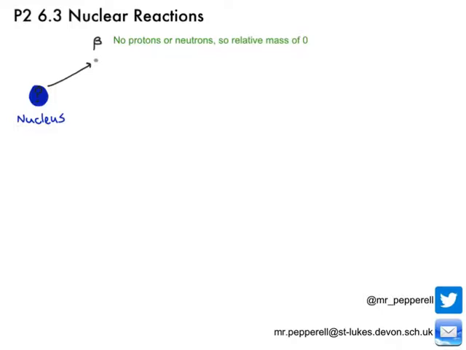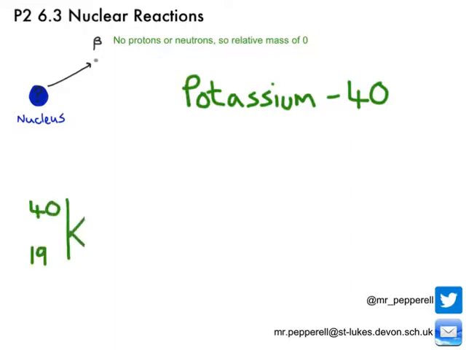It's a high energy electron that's created when a neutron decays into a proton. So let's see how this affects the nucleus, and we'll use an example again. We're going to use an isotope of potassium, potassium 40. In our beta decay event, our isotope of potassium, potassium 40, relative mass of 40, number of protons 19, is going to decay into an isotope of calcium.